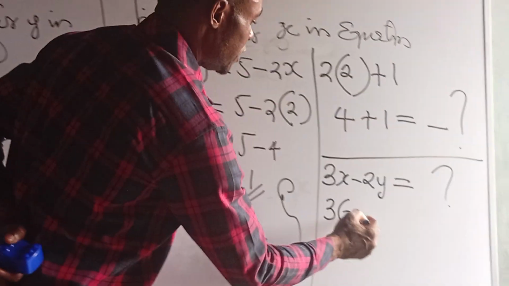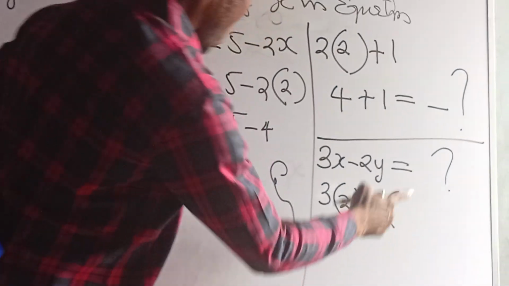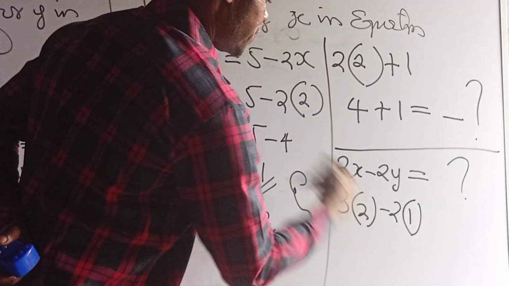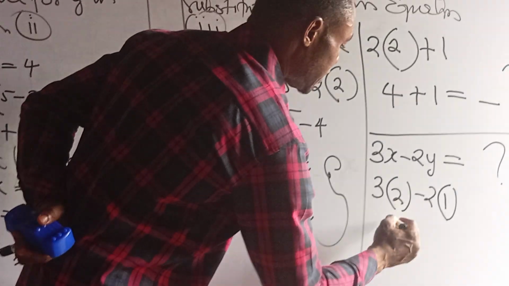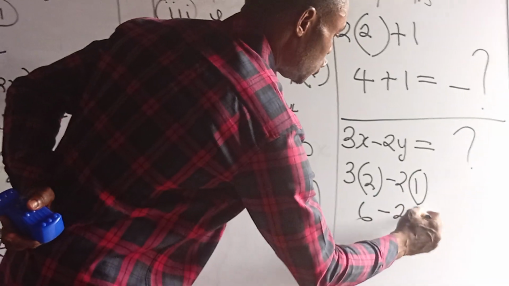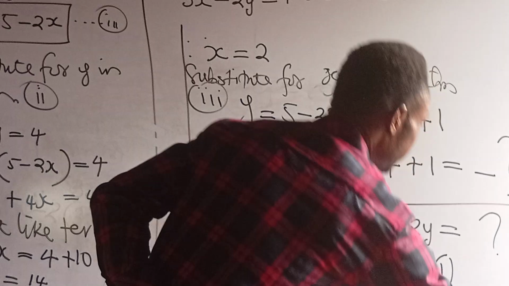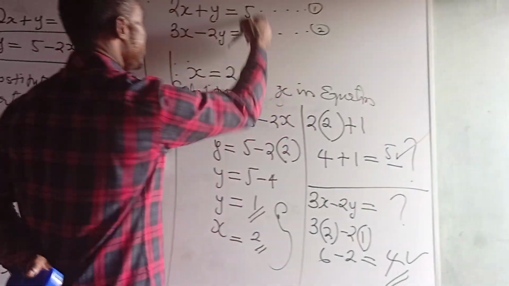When I have 2 bracket, this bracket closes, minus 2 again, bracket. y was gotten as 1 here. We now put 1. Open this bracket. Now you have this times this give us 6 here. Minus this times this will give you 2. 6 minus 2, the answer will give us 4. To say that is correct. And this one will give you 5. That is correct. Look at them here.